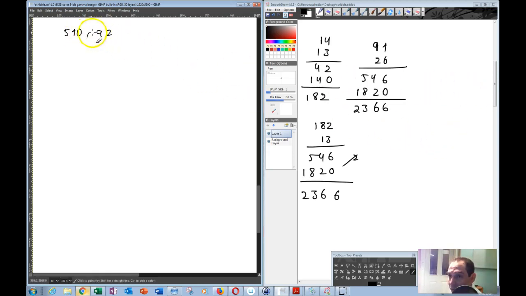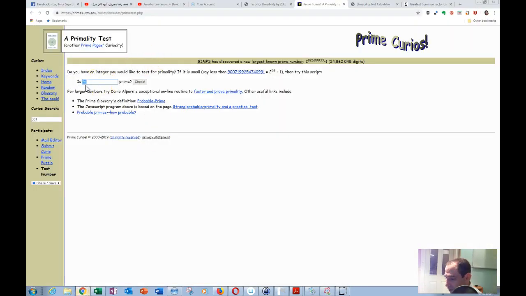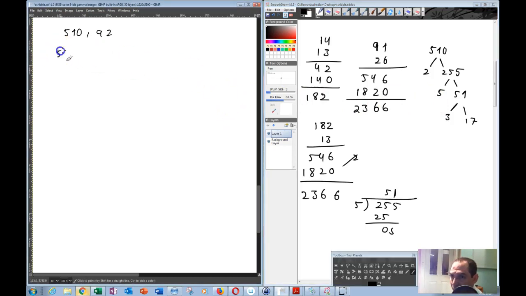If you prime factorize 510, you'll get 2 times 255, and 255 is divisible by 5, which gives 5 times 51. I think 51 is a prime number, I cannot factorize it anymore. No, 51 is not a prime. 5 plus 1 is equal to 6, so this number is actually divisible by 3. So 3 times 17 is equal to 51. So then 510 is equal to 2 times 3 times 5 times 17.